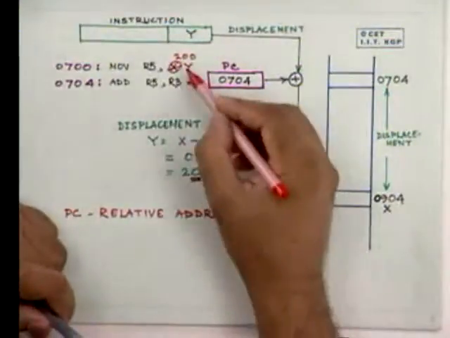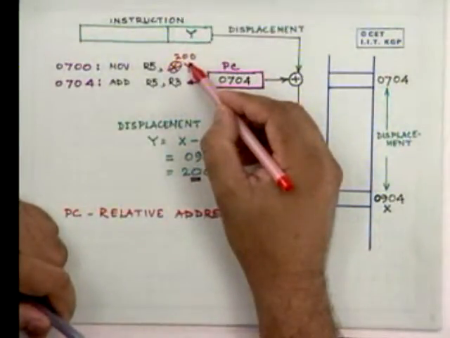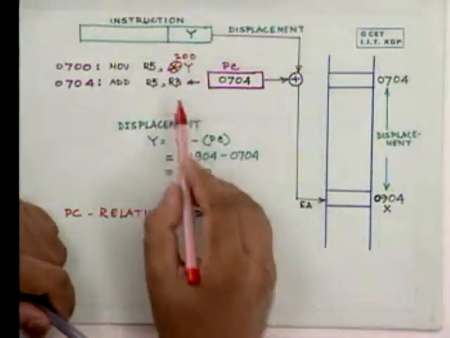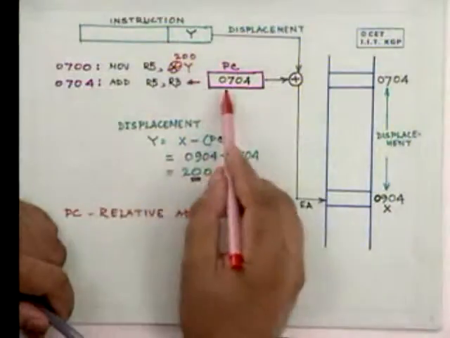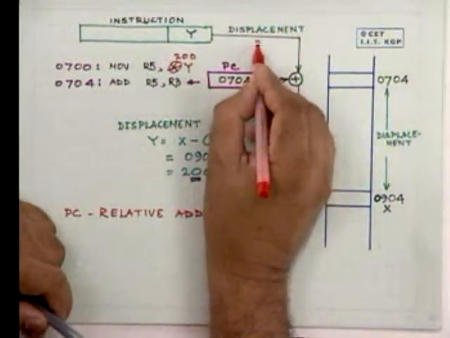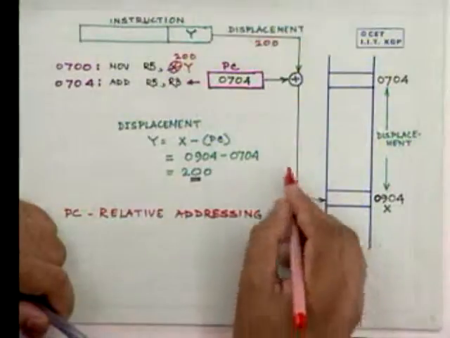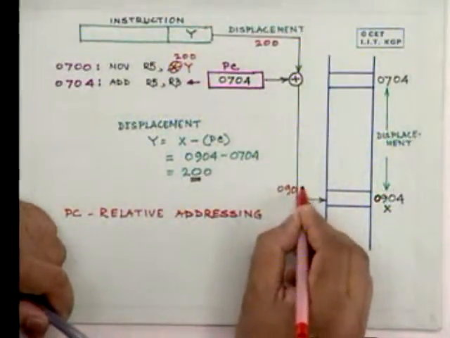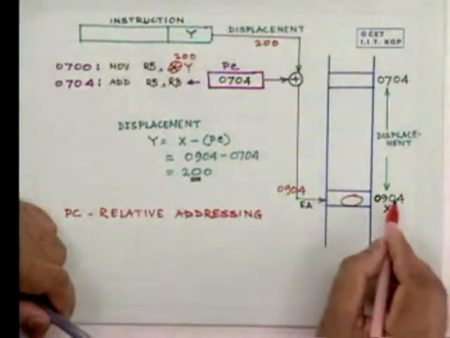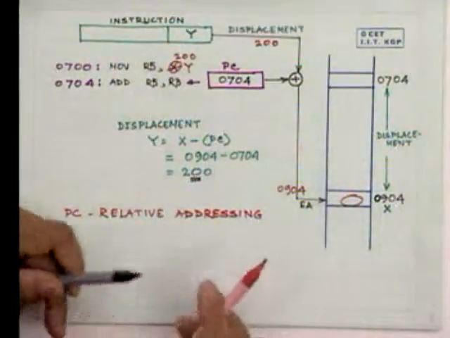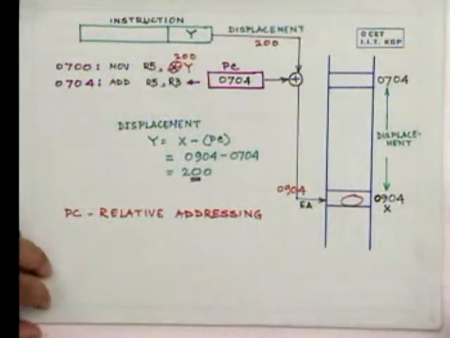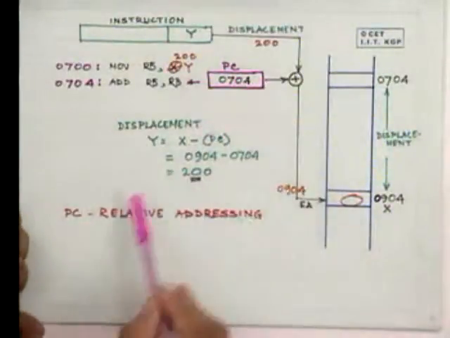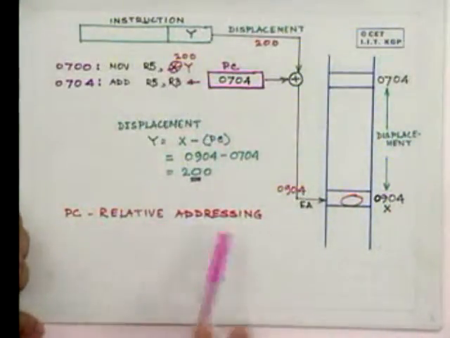Now, when actually computing the address of the operand, the source operand, we take the program counter, which is 0700, and add the displacement which is say 200, right, and in that case we'll get 0904, which is the address of that operand, and we can take the operand from here. Now, this is displacement with respect to the program counter, and therefore we call it PC relative addressing.